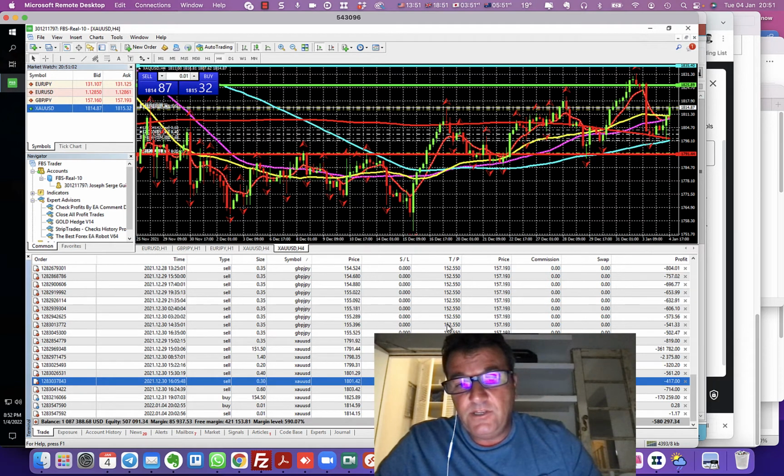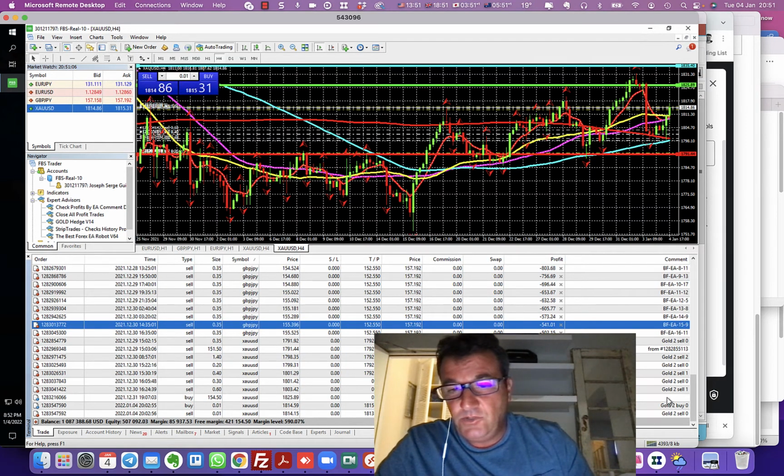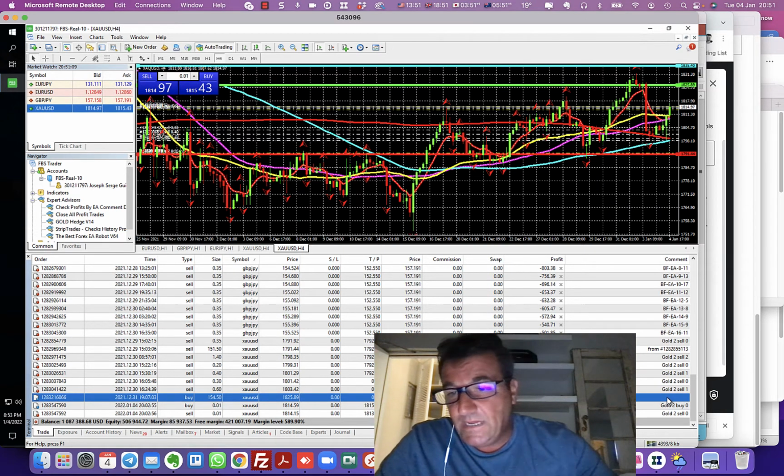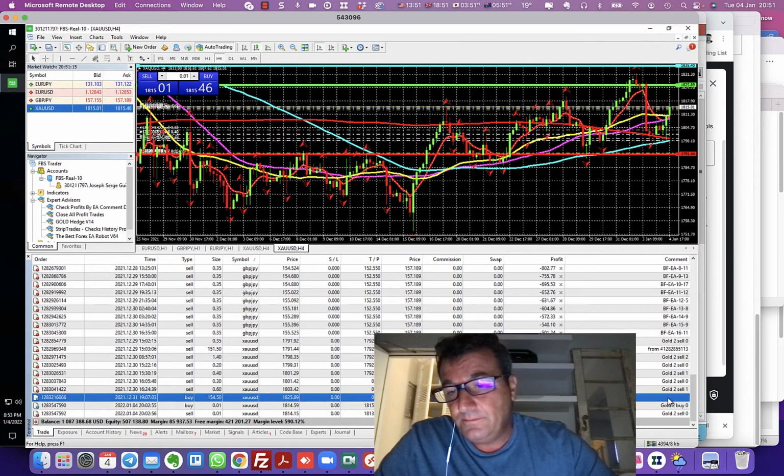Okay. So let me just confirm that. Here's your trade. It's manual. Yeah. You placed this trade manually. You cannot use the strip trade EA to remove that trade. Placed by mobile terminal. Okay.